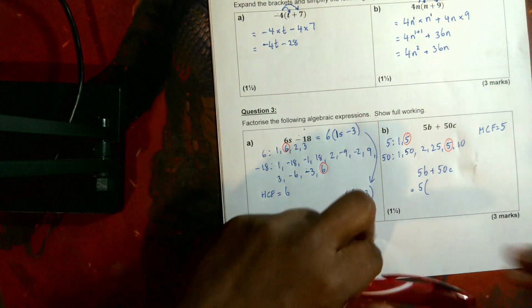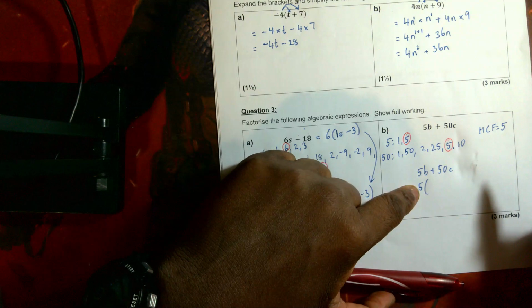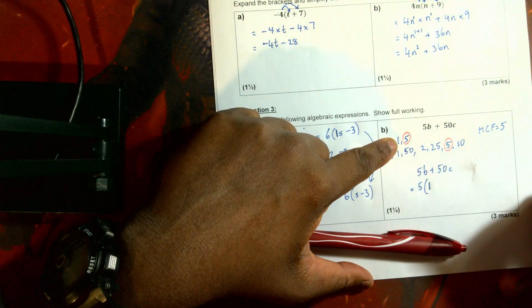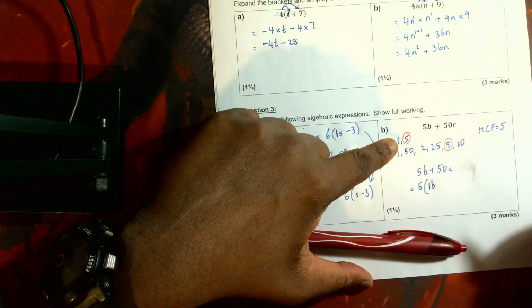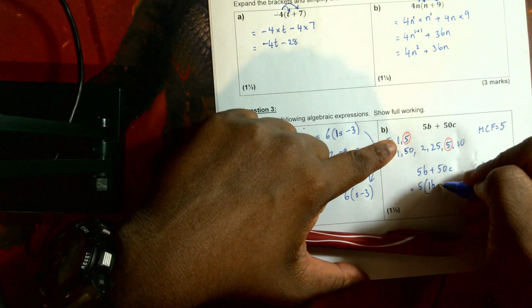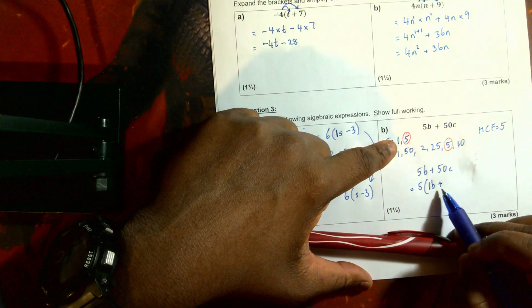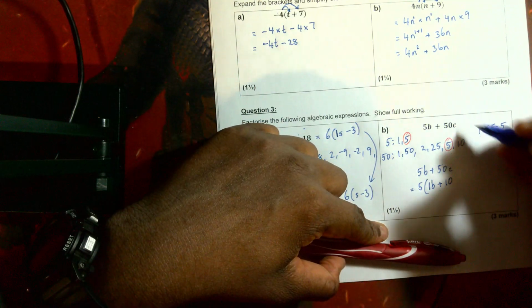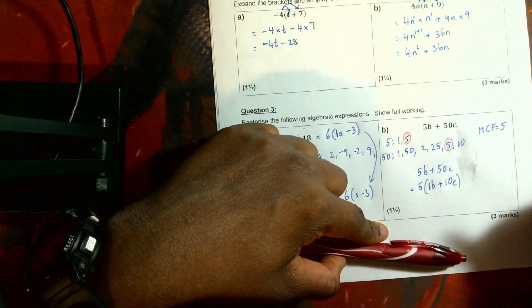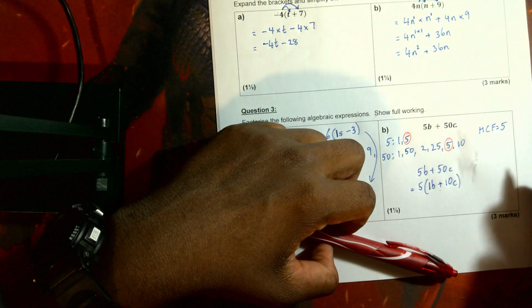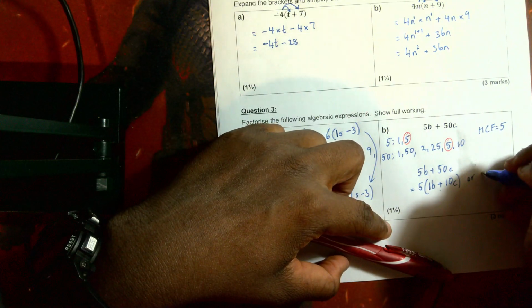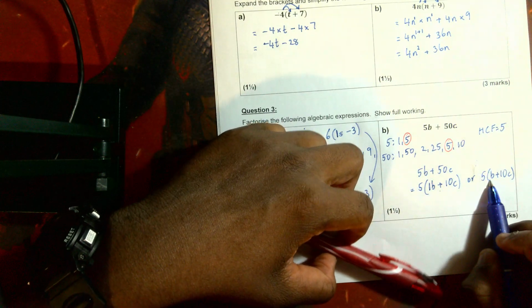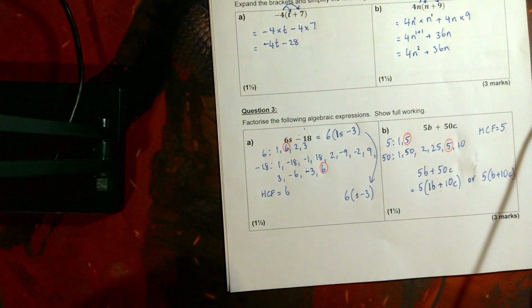If I take 5 outside the bracket, to get 5b, I've got to multiply 5 by 1. And I've got to multiply it by a b term as well. Then to get positive 50, I'm going to have to multiply it by positive 10. Again, we want a c term, so it's got to be positive 10c. Or you can write this as 5b plus 10c, just without the 1 at the front, because it's the same thing.